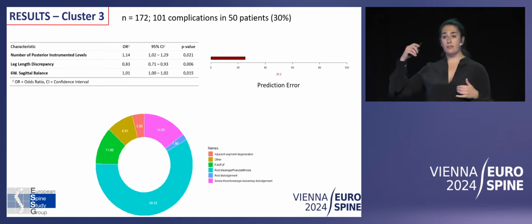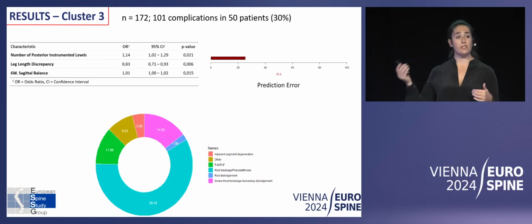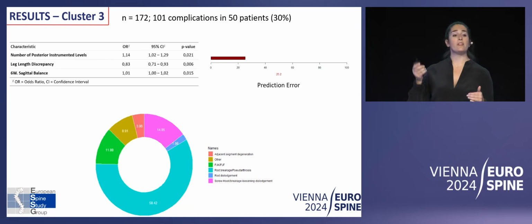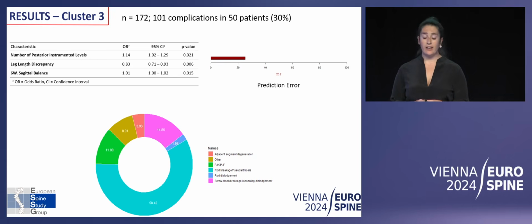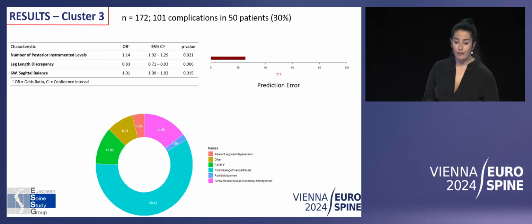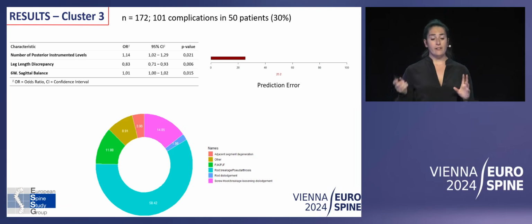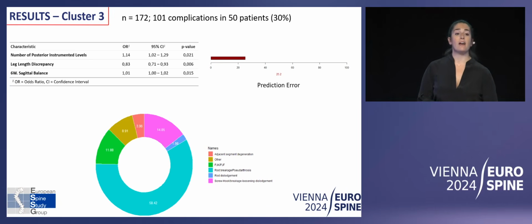Cluster number 3, the rate of complication goes even higher to 30%. A lot of patients, the vast majority, also had rod breakage, but also we see screw breakage and screw loosening as a possible cause of return to OR, and PJK and PJF. For these patients, the prediction error was the highest, reaching 25%. And here, a bit of a mixed bag of risk factors. Number of instrumented levels comes out again, leg length discrepancy, and postoperative sagittal balance.